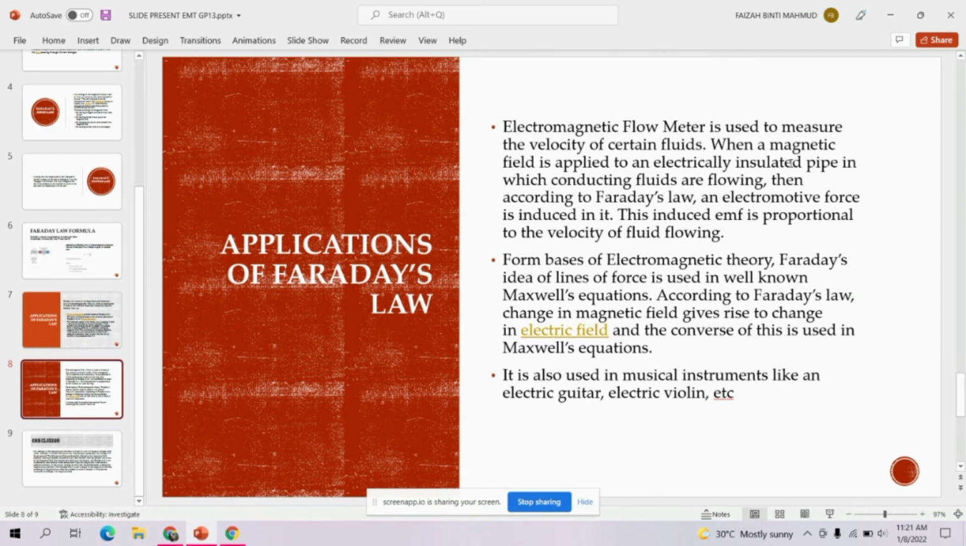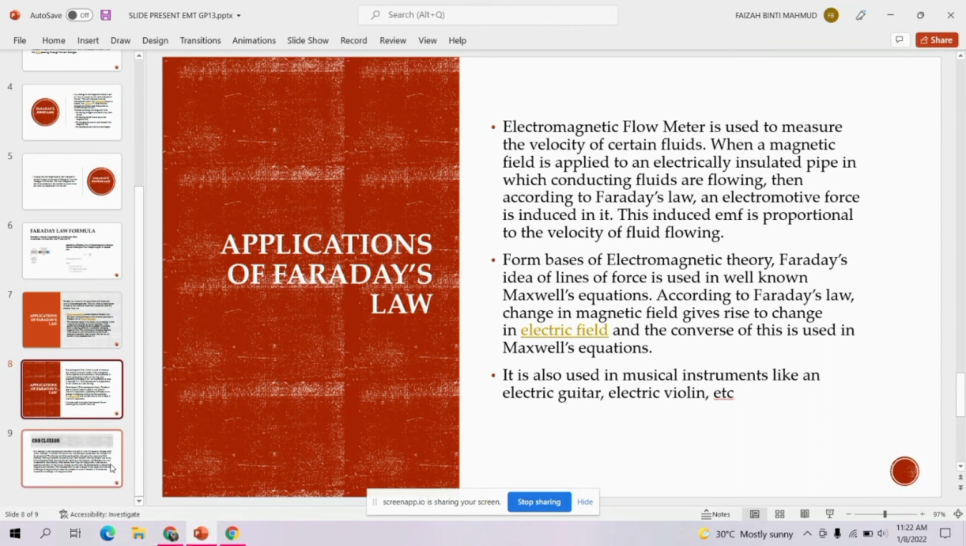From the base of electromagnetic theory, Faraday's idea of lines of force is used in the well-known Maxwell equations. According to Faraday's law, a change in the magnetic field gives rise to a change in the electric field, and the converse of this is used in the Maxwell equations. It is also used in musical instruments such as the electric guitar and electric violin.